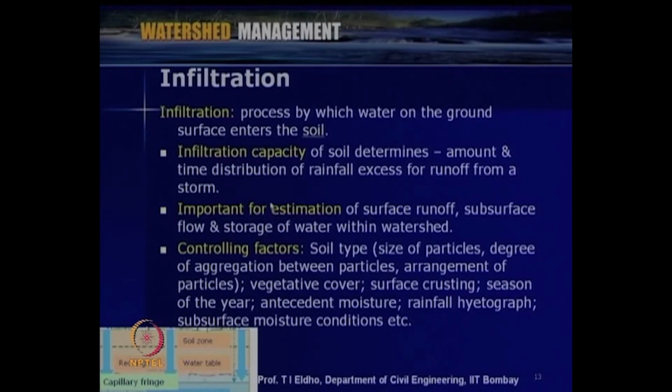Some of the important controlling factors as far as infiltration is concerned are soil type, like the size of particles, the degree of aggregation between the particles, the arrangement of particles, and what kind of soil it is, clay soil or sandy soil. Then vegetative cover, whether the vegetation cover is, say, grass, or what kind of vegetation cover there is, either forested or non-forested. Then surface crusting, the season of the year, and other controlling factors like antecedent moisture, what is the moisture holding of the soil, then the rainfall hydrograph, what is the excess rainfall. If the rainfall is taking place continuously, then the infiltration will keep on reducing, then subsurface moisture conditions, etc. So, there are so many controlling factors.